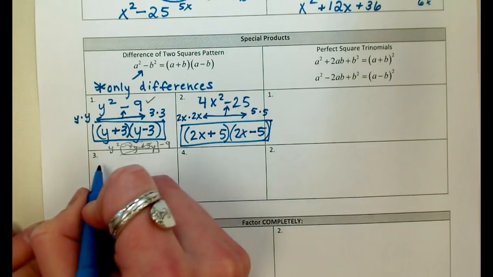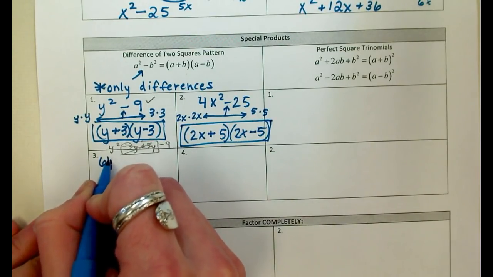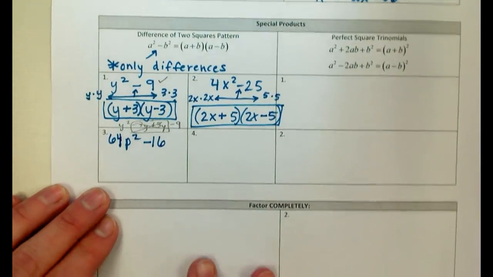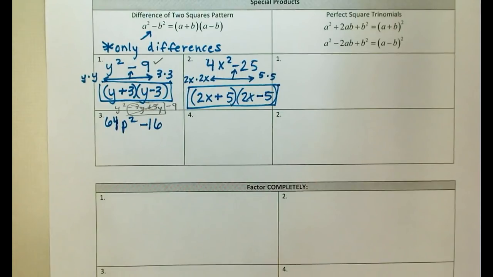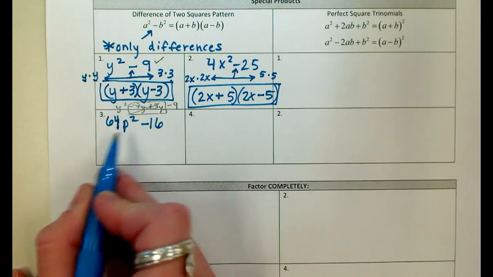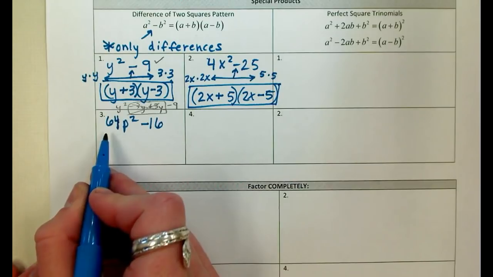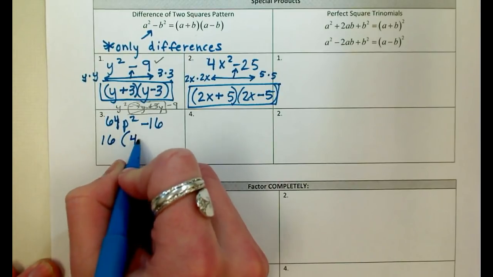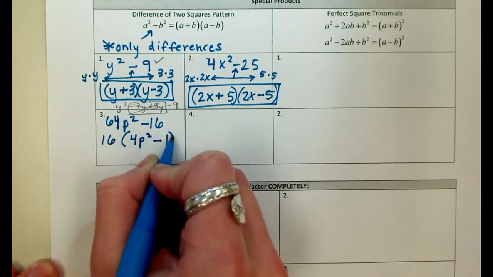All right, number 3, 64p squared minus 16. Now notice here, 64p squared and 16 are perfect squares. However, this one has a GCF. We must always factor out the GCF first no matter what type of factoring we're doing. So between 64 and 16, they both have a GCF of 16. So I'm going to factor out my 16, leaving behind 4p squared minus 1.